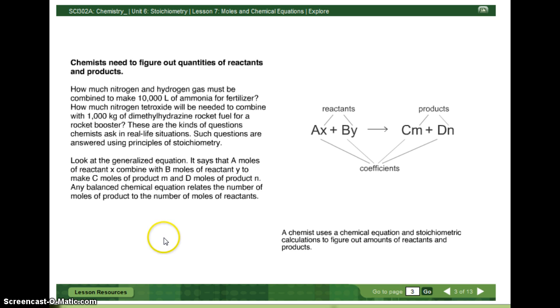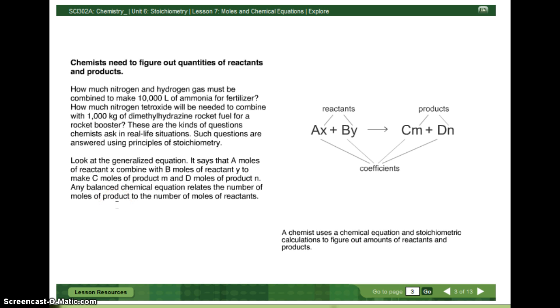Look at the generalized equation. It says that A moles of reactant X combines with B moles of reactant Y to make C moles of product M and D moles of product N. In other words, you have your reactants, which are the lowercase letters. The X and Y go together, and it's probably a double displacement reaction and makes the products, and you can have different amounts. Remember, we counted how many molecules were on each side of the equation before? That's what this is talking about.